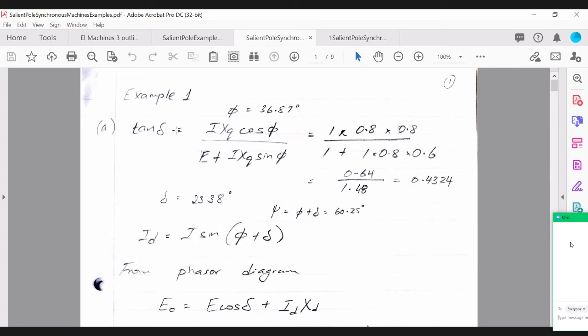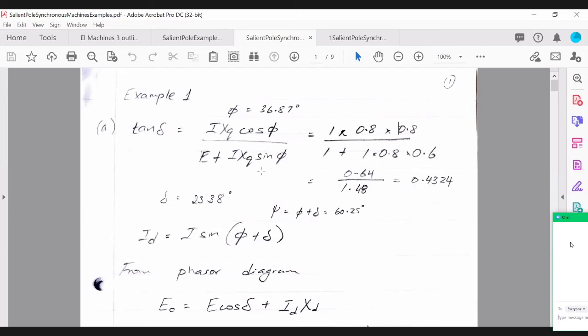As you can see, tan delta is I Xq cos phi over V plus I Xq sin phi. They've given us the power factor, so we can determine phi. It's 0.8 power factor lagging, so obviously we can determine those two components, cos phi and sin phi. One is 0.8, one is 0.6. And they've given us Xq, which is 0.8 per unit.